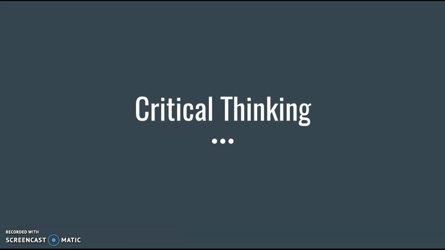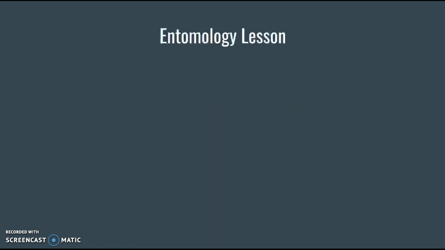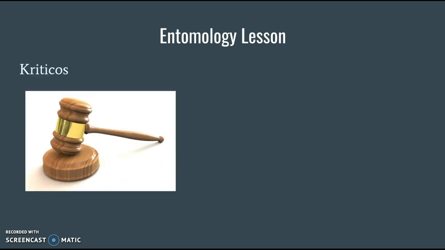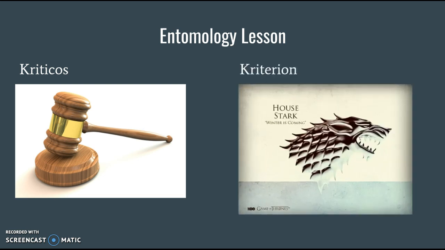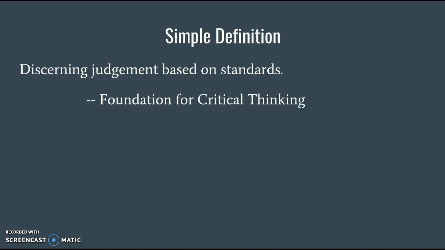In education, we are always pushing children to think critically, critical thinking. But we need to ask ourselves, what is it? To really understand it, we need a quick etymology lesson. The word critical derives from two Greek roots: kritikos, meaning discerning judgment, and criterion, meaning standards. So taking a look at it like that, we can give a simple definition of critical thinking as discerning judgment based on standards.